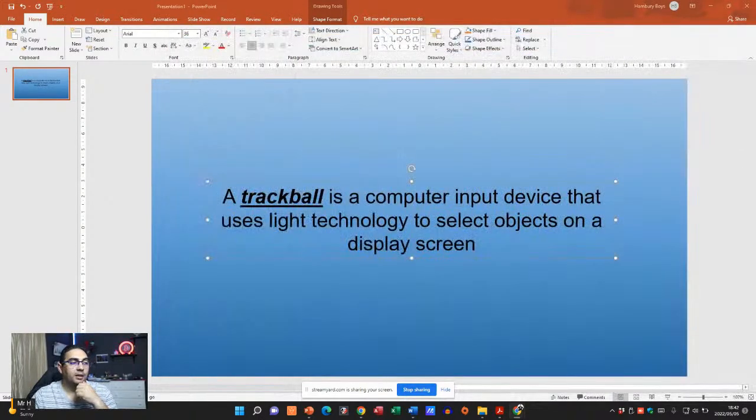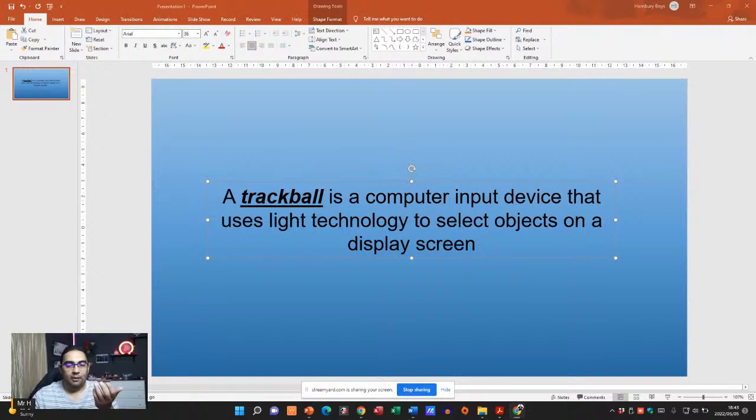So if that's the case with the trackball, is the statement true? A trackball is an input device. Yes, it functions like a mouse. So it is an input device that uses light technology. No, it doesn't. To select objects on a display screen. No, it doesn't. So immediately I know, well, that is false. That is not going to work.